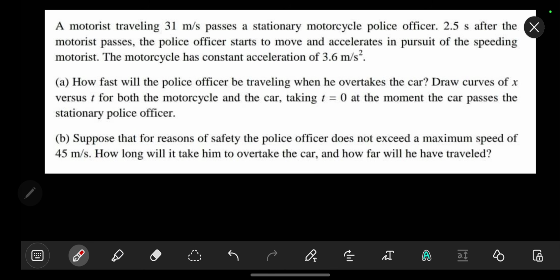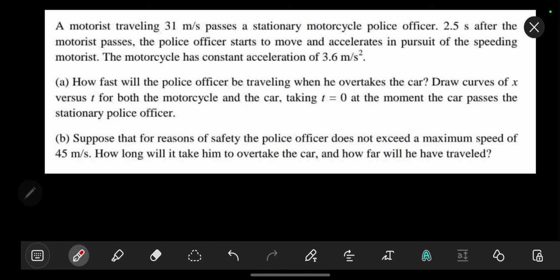Number 2, draw curves of x versus t for both motorcycle and the car. Take t equal to 0 at the moment the car passes the stationary police officer. Then the second part says, suppose that for reasons of safety, the police officer does not exceed a maximum speed of 45 meters per second. How long will it take him to overtake the car, and how far will he have traveled?